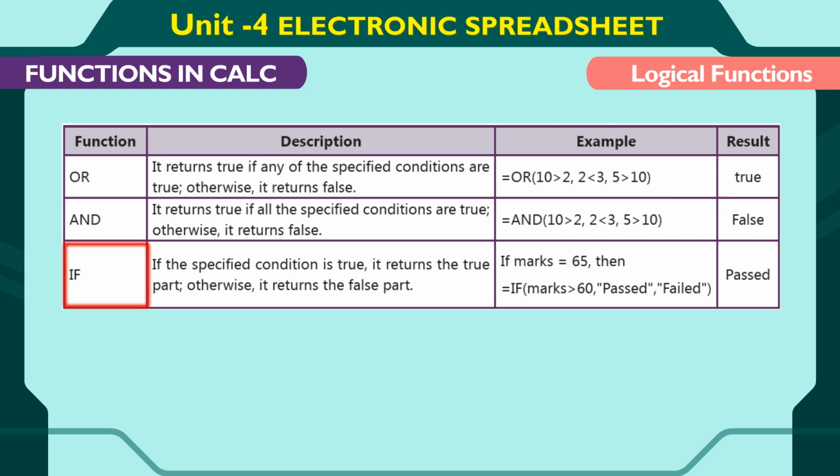False. IF. If the specified condition is true, it returns the true part, otherwise it returns the false part. If marks equals 65, then =IF(marks>60, passed, failed).